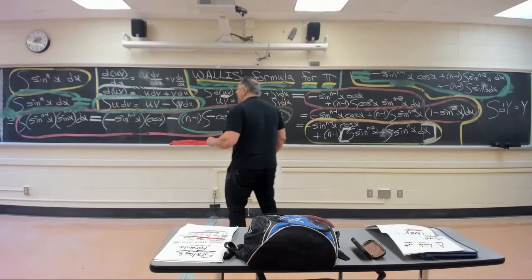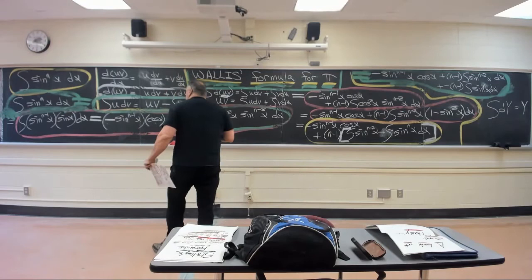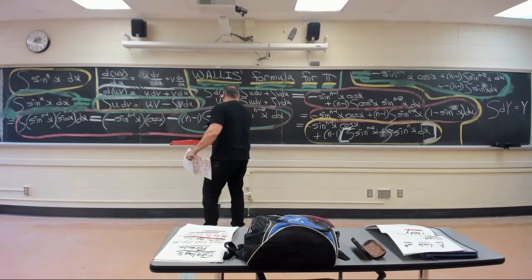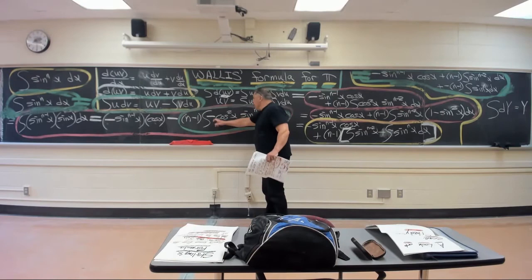Now we got to be careful. The v we said is negative cosine x. Sure don't look like it. Well, just stay with me. Negative cosine x is in here somewhere, and there's also another cosine x. We'll talk about that.